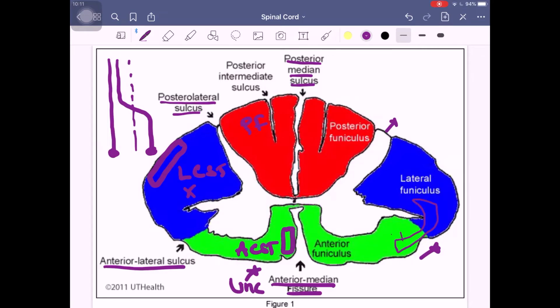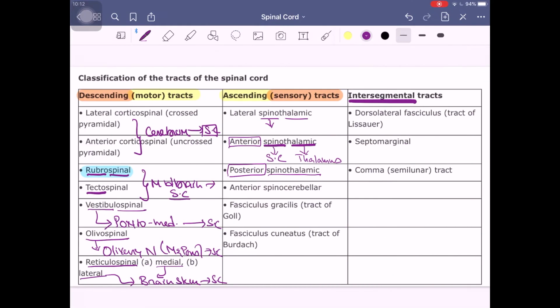This one is called the anterior spinothalamic tract, and this can be called the posterior or even lateral. Why is it posterior? Because with respect to anterior it is behind. For that reason it is called posterior, and it is called lateral because it is present in the lateral funiculus. So both are okay, but anterior and lateral is the most commonly accepted.